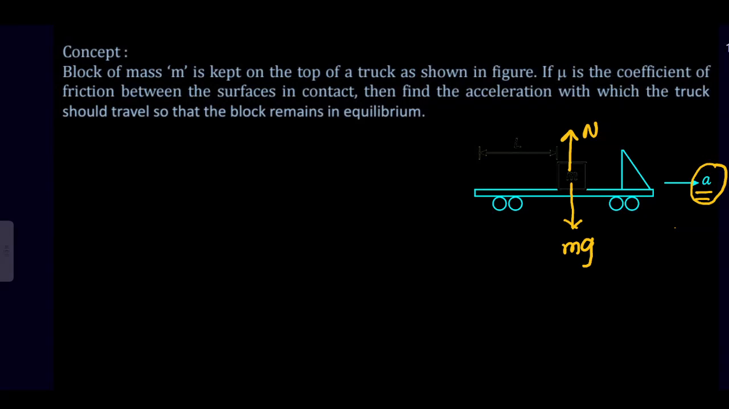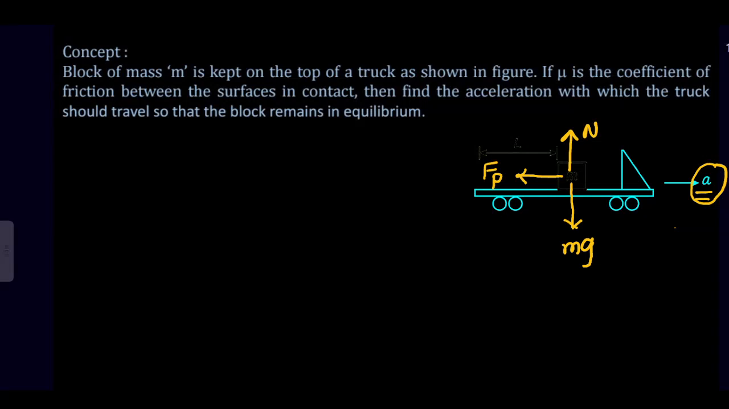The pseudo force direction is opposite to the platform motion. How much is its value? Mass of the body times acceleration of the platform. Here the truck is moving to the right side, so this block will experience a certain force to the left side. That is the pseudo force. Let me call this FP, the pseudo force.